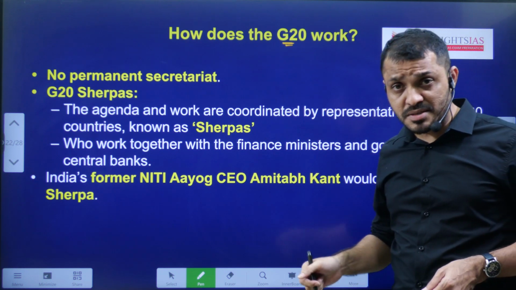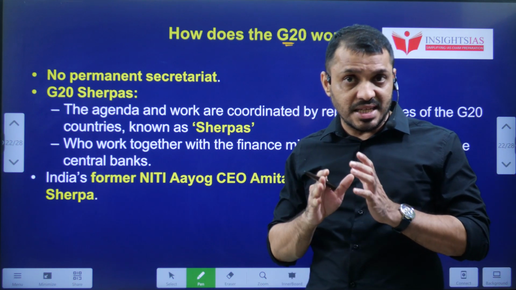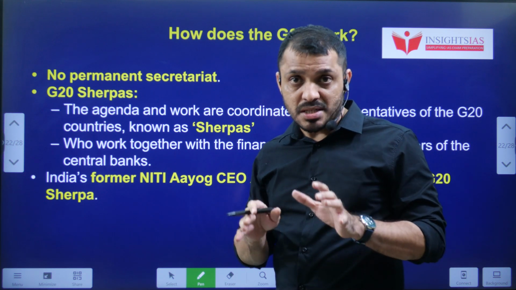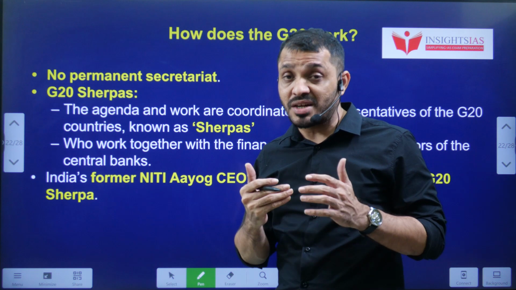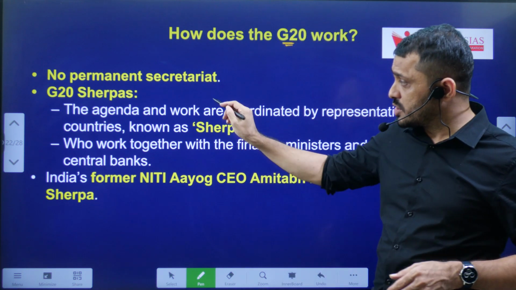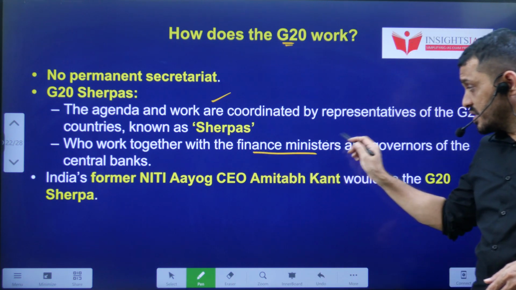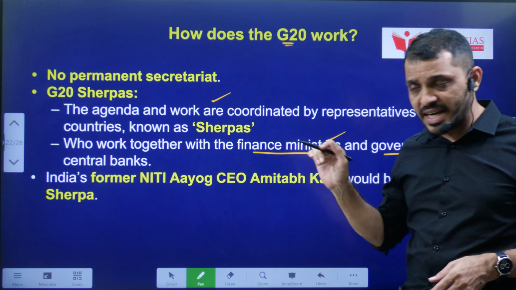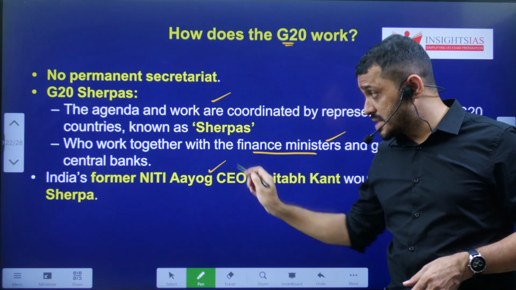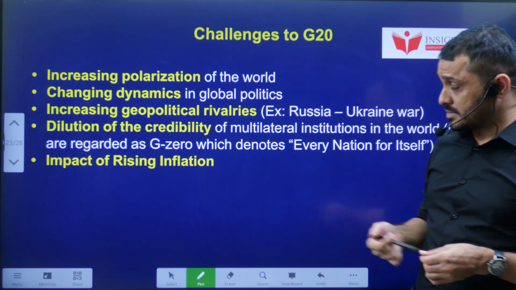How does the G20 work? The most important thing you have to remember: the G20 doesn't have any permanent secretariat. G20 works by meeting through Sherpas. Sherpa means a representative from one country. He organizes and coordinates with the other countries. So the G20 Sherpas organize and work with the finance ministers and the heads of state. India's Sherpa is India's former Niti Aayog CEO Amitabh Kant.